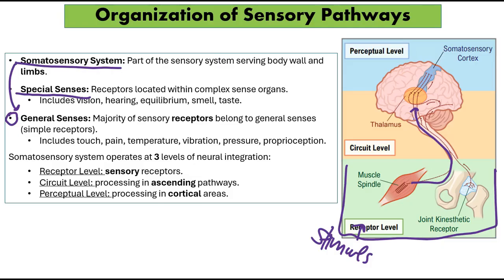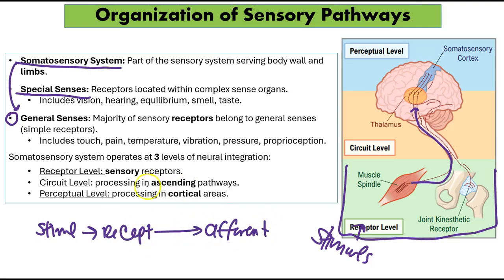Now, the circuit level, say you have your stimulus here, then you have your receptor. That afferent pathway, sometimes you can also say ascending pathway because it's going towards the brain, that's going to be your circuit. So it's actually sending that message down the axons and really through nerve bundles to your actual brain, okay? And then we have the perceptual level, which is going to be the processing.